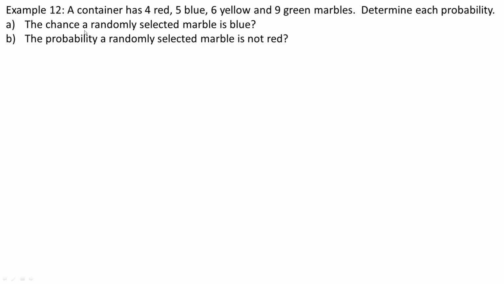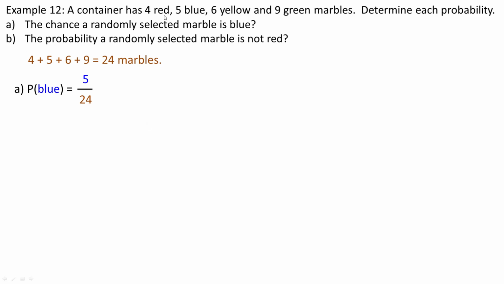So what's the chance a randomly selected marble is blue? Chance, probability, same thing. Okay. So we want to know how many marbles are all together. So we would add 4, 5, 6, and 9, and that's 24. So it's 24 marbles in the container. So the probability of a blue one, now notice that there's 5 that are blue. So the probability of getting a blue one is 5 out of the total, out of 24. So that's the chance of getting a blue one.